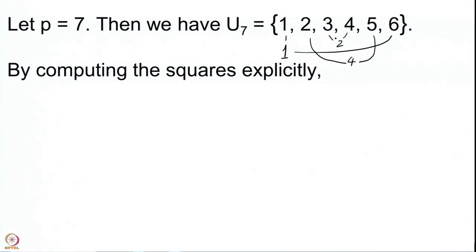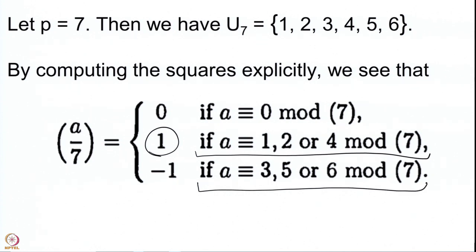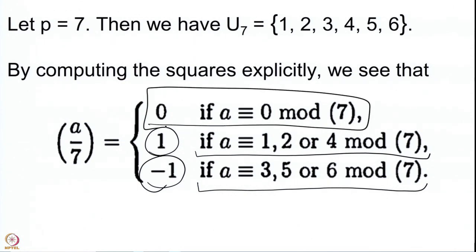So, we have exactly 3 squares in U7, or there are exactly 3 elements in Q7, and when you write them in order you will write them as 1, 2, 4. And so, this is exactly what we have. Whenever this element is 1, 2 or 4 modulo 7, the Legendre symbol modulo 7 is 1. The remaining 3 elements, which are 3, 5, 6 mod 7, have Legendre symbol value -1, and of course whenever a is divisible by 7 the Legendre symbol is 0.